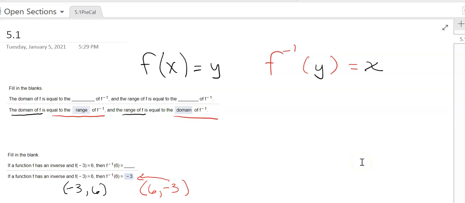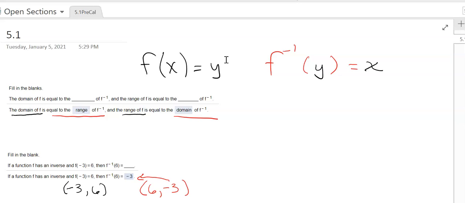Here we are looking at section 5.1 and dealing with inverse functions. The basic way we look at this, we have f of x is equal to y. We look at the basic function: we are plugging in an x value and that function will give us the y value.